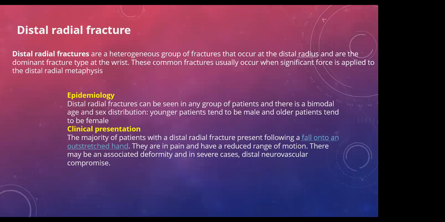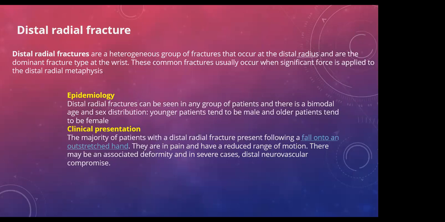Distal radial fractures are a heterogeneous group of fractures that occur at the distal radius and are the dominant fracture type at the wrist. These common fractures usually occur when significant force is applied to the distal radial metaphysis. Distal radial fractures are seen in any group of patients, and there is a bimodal age and sex distribution. Younger patients tend to be male, older patients tend to be female.